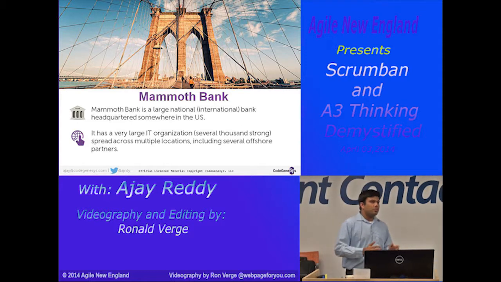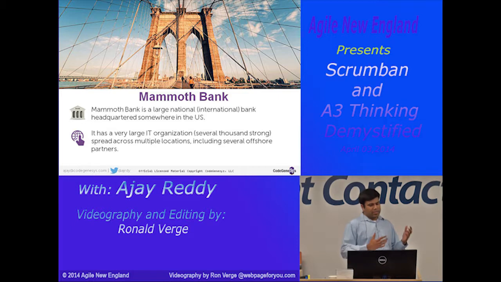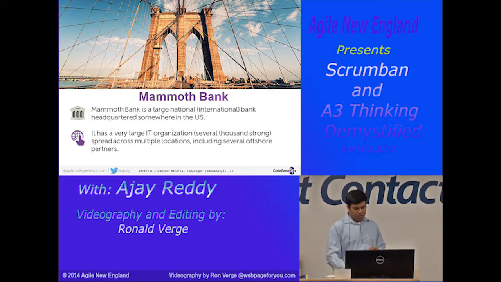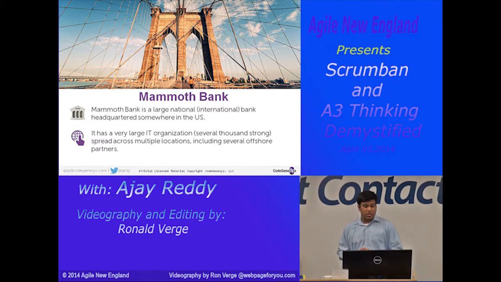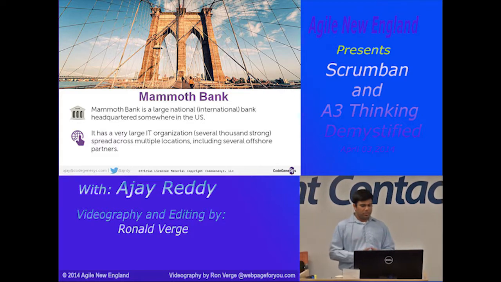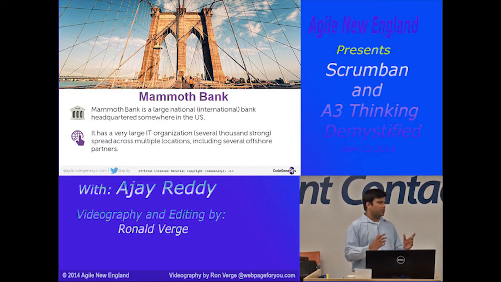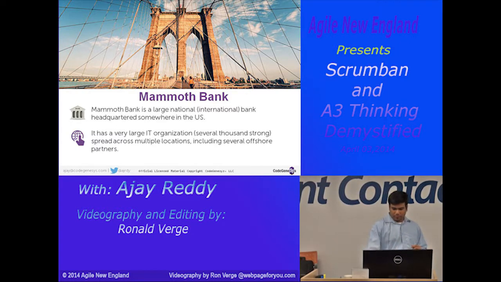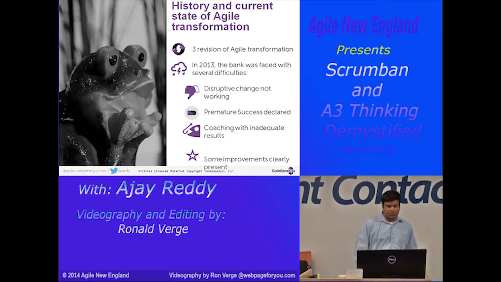So this is actually from the book. The book speaks about this case study in this fictitious bank called Mammoth Bank. Mammoth Bank is a large national bank headquartered somewhere in the US. An important thing is that they have a very, very large IT organization, 10,000 persons strong, including several offshore teams and so on. So we're going to talk about the Scrumban concepts in the context of this fictional case study. Okay? This organization has also gone through several transformations, 3 Agile transformations.